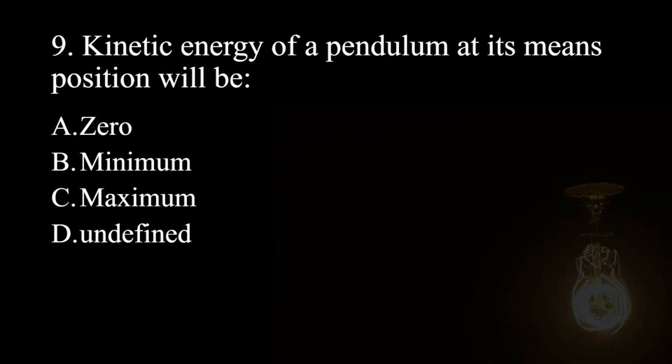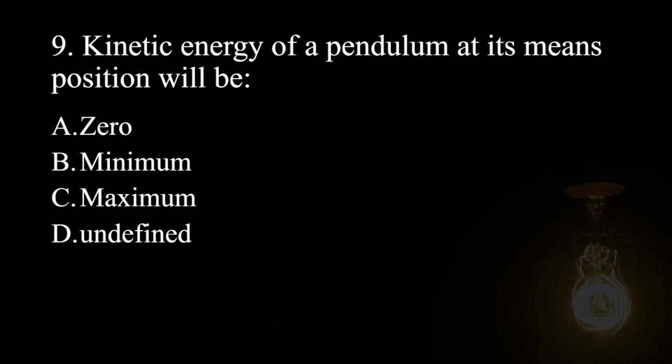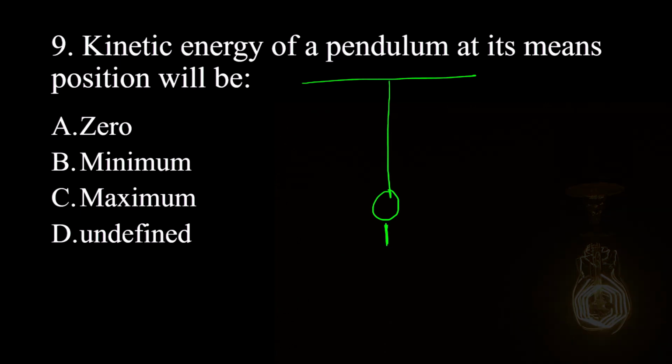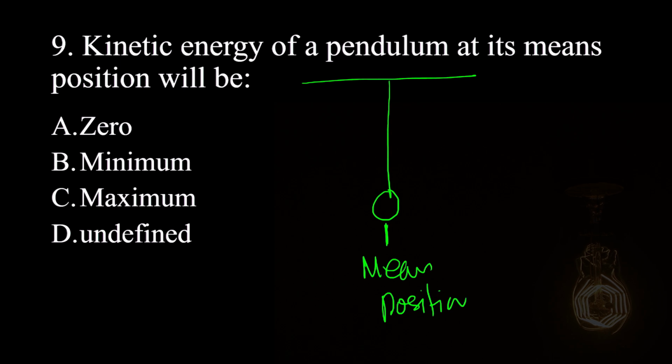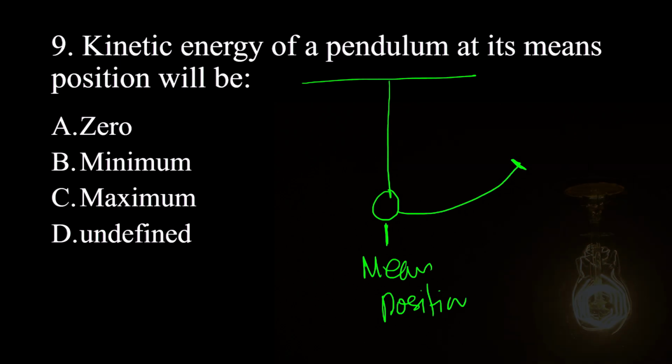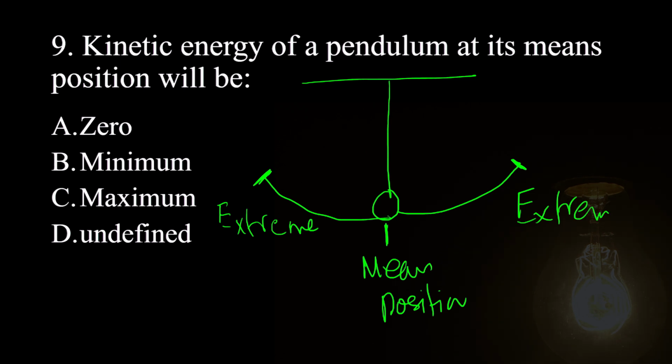Kinetic energy of a pendulum at its mean position will be. So students, look here. Let's suppose I am going to draw a diagram of a simple pendulum. This point, when it is at rest, is known as the mean position. When you take the bob to one extreme position and release it, it will move to the other extreme. So these two points are the extreme positions.